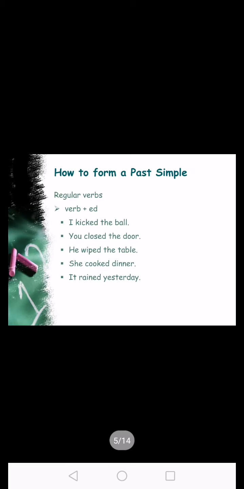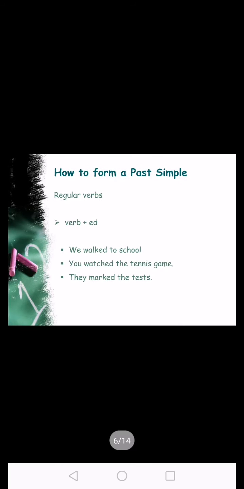How to form the past simple. Rules for adding ed. Add ed for most regular verbs. Examples: I kicked the ball. You closed the door. He wiped the table. She cooked dinner. It rained yesterday. Subjects in these sentences are all singular. Same rule applies for plural subjects.